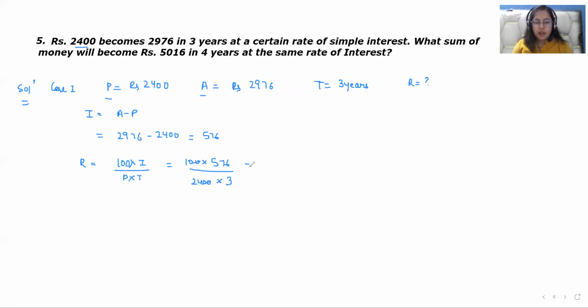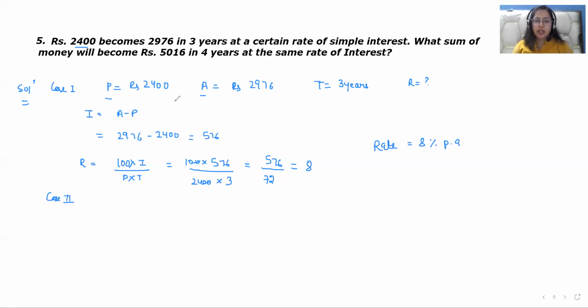Eliminate it, and 576 over 72, and after dividing it by 72, we get 8. So what is our rate? Rate is 8% per annum. Now comes case 2.